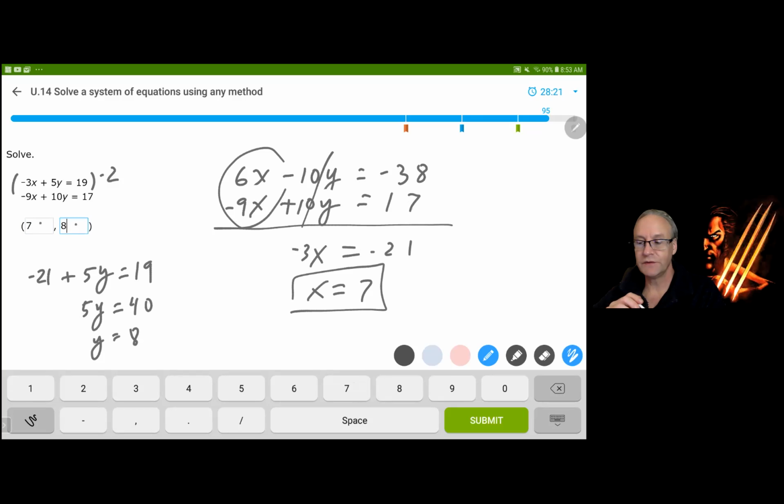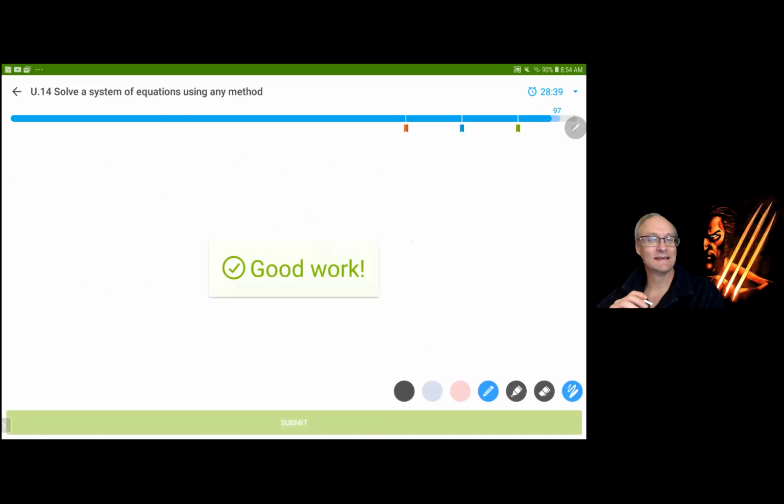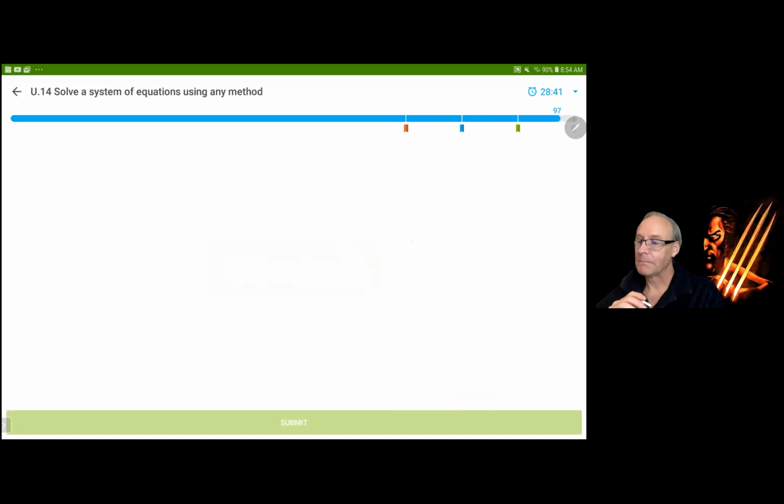And then I'm going to substitute both of those numbers into the bottom equation. -63. I'm just putting the 7 right there. I'm putting the 8 right there. Plus 80 is 17, isn't it? Okay, guys. Got a couple more.